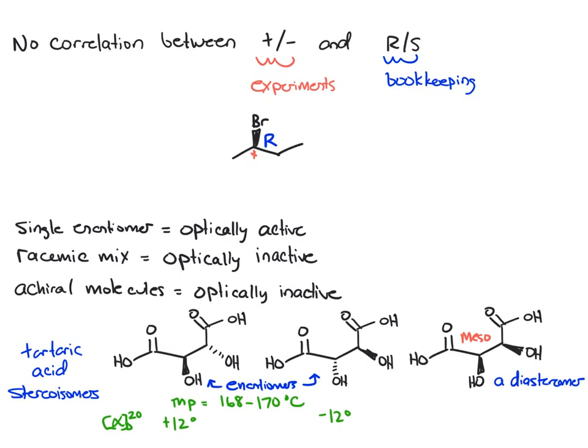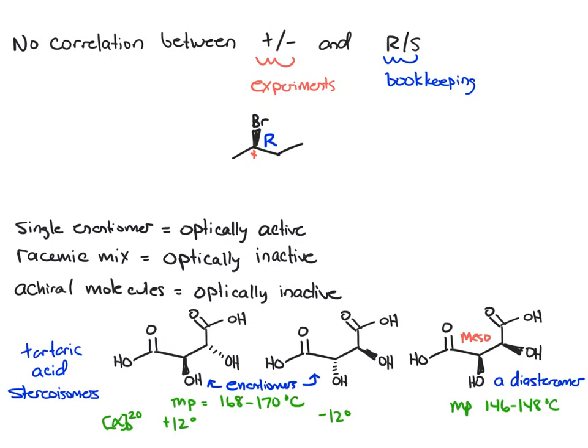But I want to mention now this diastereomer. Diastereomers have different properties than enantiomers. All the physical properties are different. So this meso compound here, it actually has a melting point of 146 to 148 degrees. So that's different than the melting point of the enantiomers. So diastereomers always have different properties.